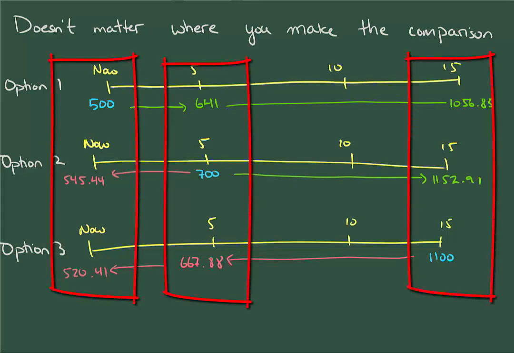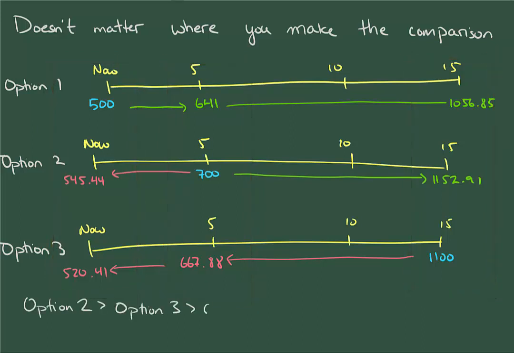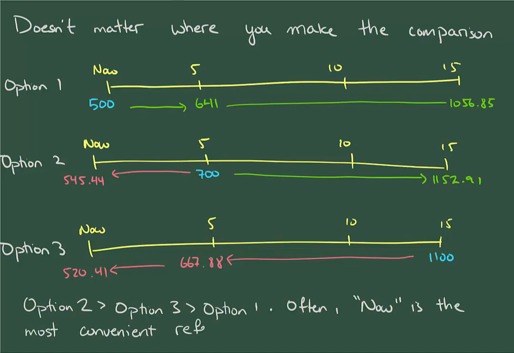Now, if we look at the values of each option, it doesn't matter which time frame we look at. Option 2 is always the best, followed by option 3 and finishing with option 1. So in our original computation, we used today because it's convenient, and often it is going to be convenient because you have a good feeling for what money is worth today. So that's usually the reason why we use today, but again, you can use any time frame that you think is convenient.